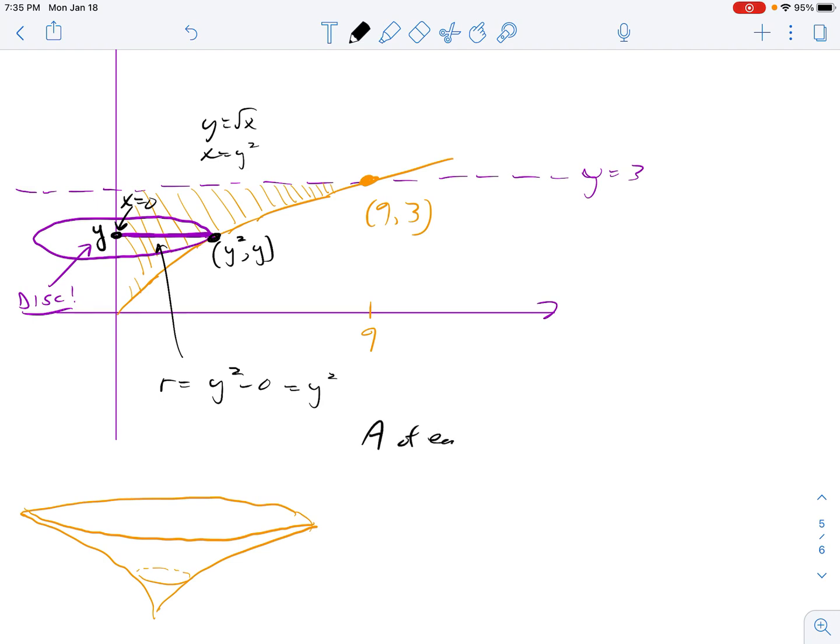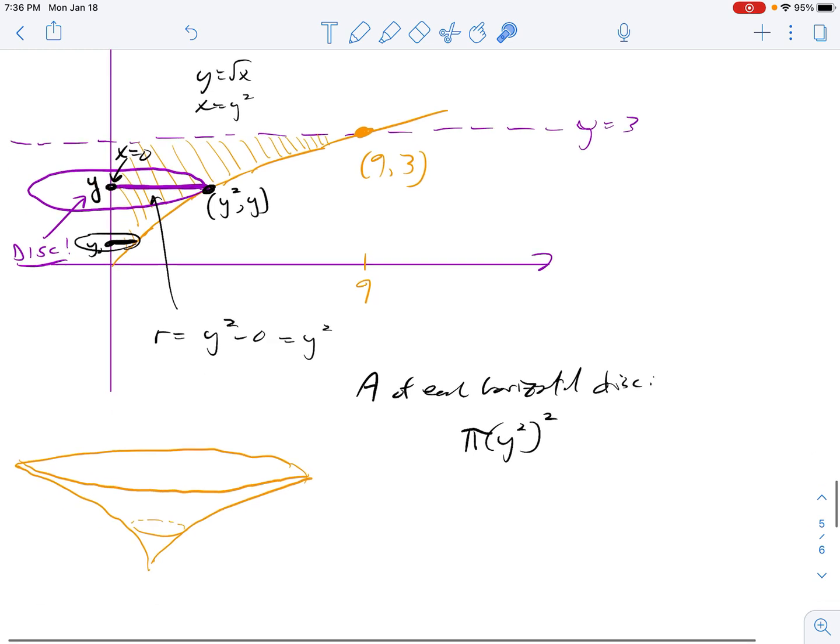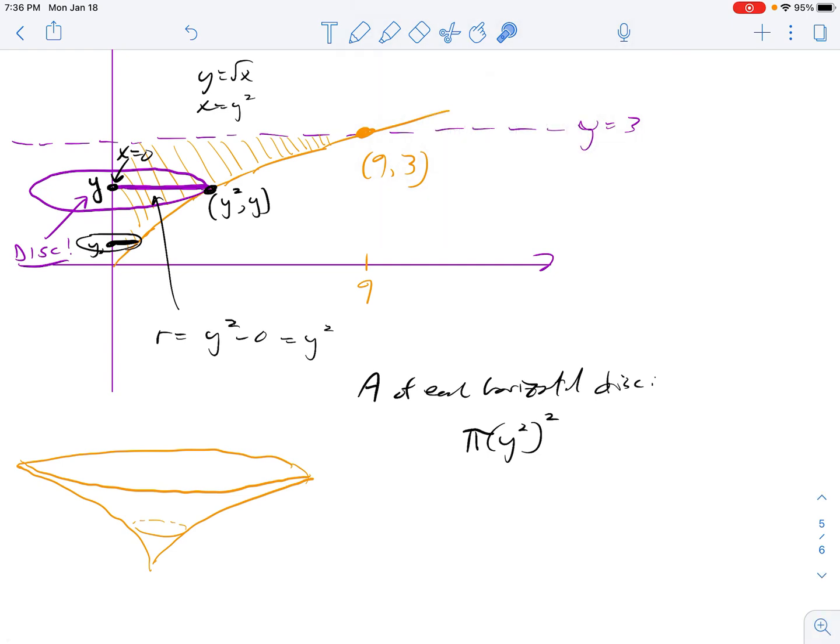So the area of each horizontal disk is pi times y squared squared. We're measuring it at y. We could pick a different y value here, y2, and get a different radius. Y is changing, and we can measure the area of each horizontal disk as a function of y. But the principle is the same. We have this axis running through our three-dimensional figure. We have an area function that measures the area of each slice, so we just integrate that.